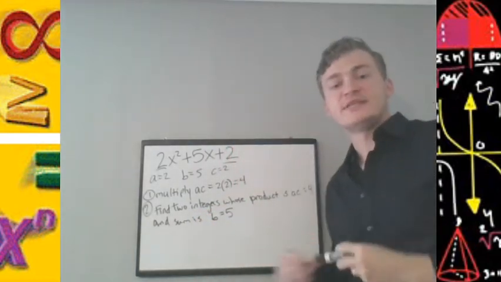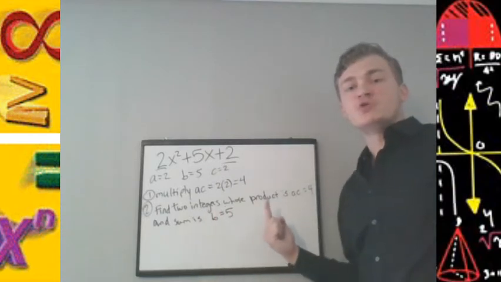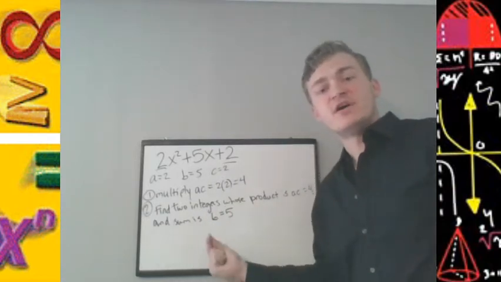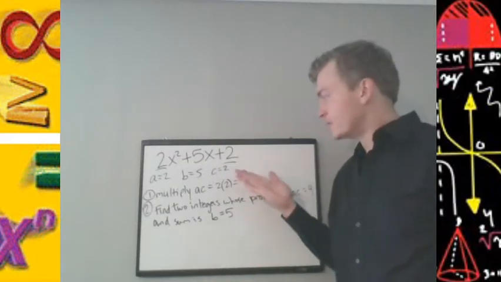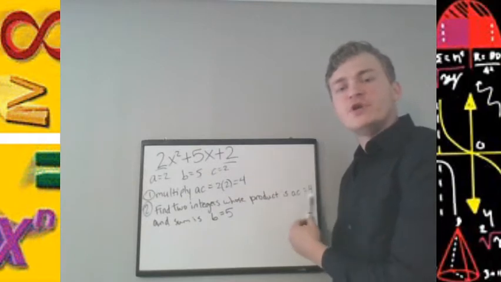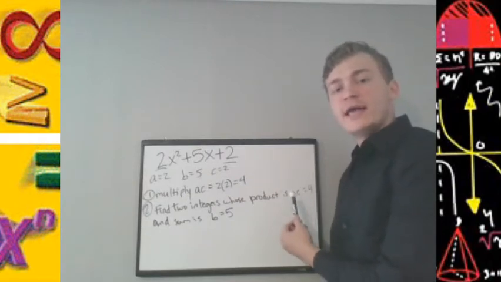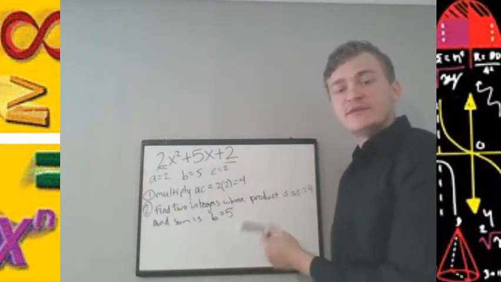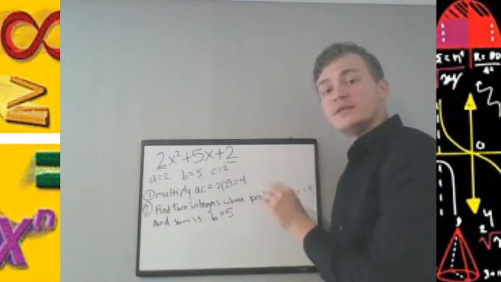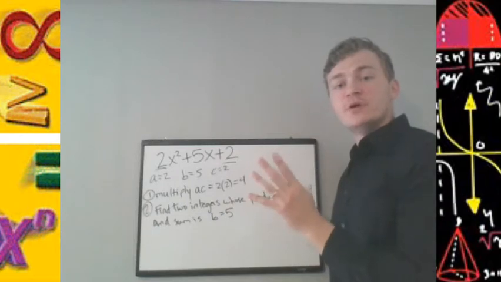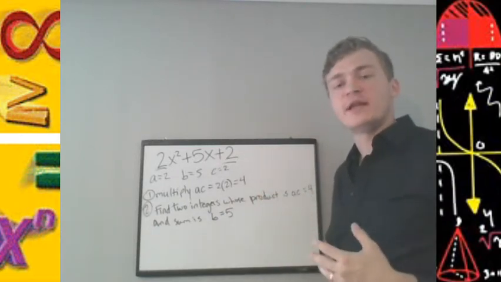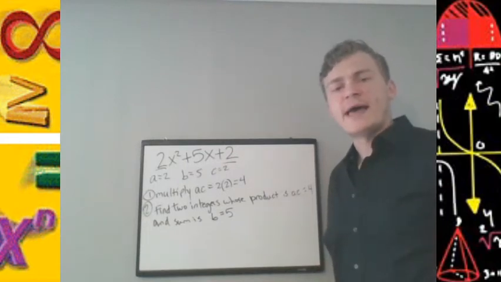This is our general process each time. Find two integers whose product is AC and whose sum is 5. So in our heads here, what numbers can multiply to give us 4? What two numbers will multiply to give us 4 and will add at the same time to give us 5? We see here that 2 times 2 is 4, but 2 plus 2 is 4. That's not 5. Are there any other factors of 4, any other integers that multiply to give us 4 that will add to give us 5?